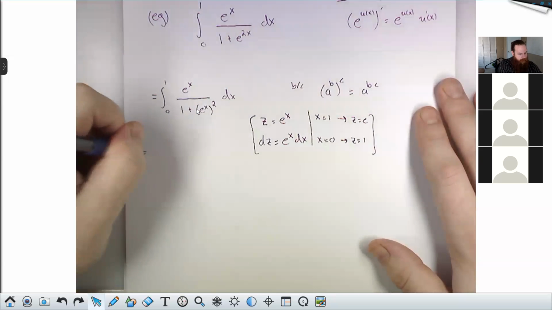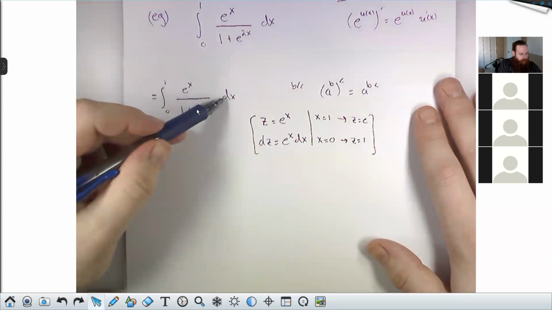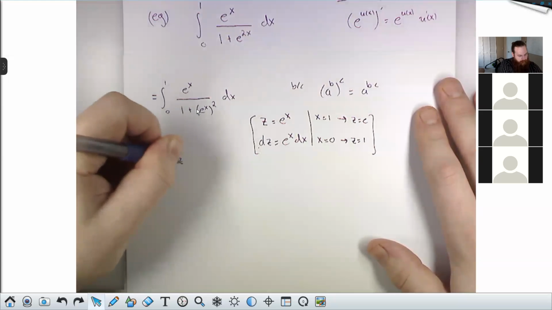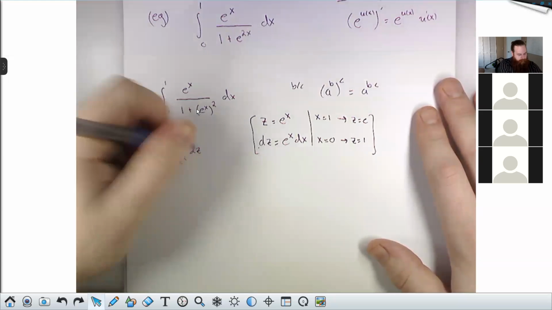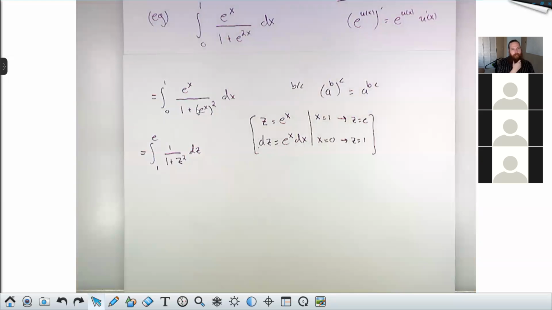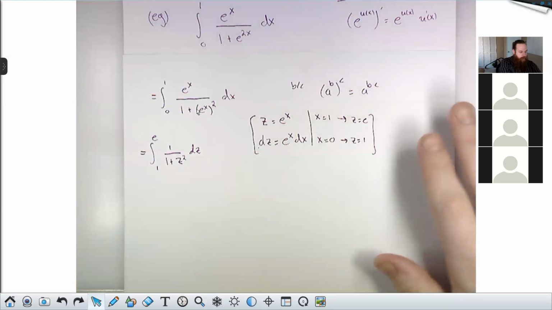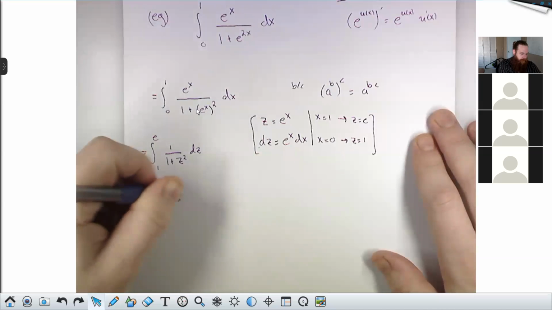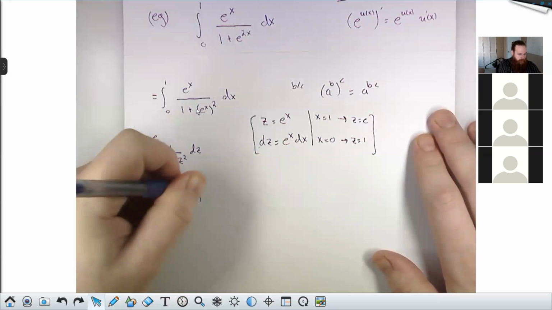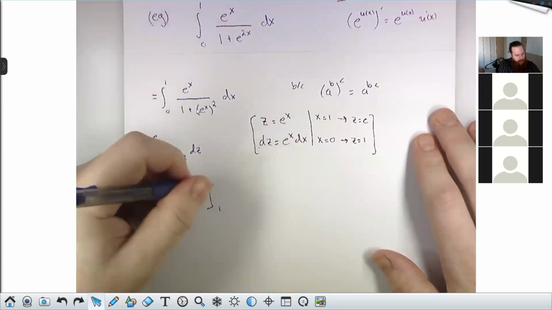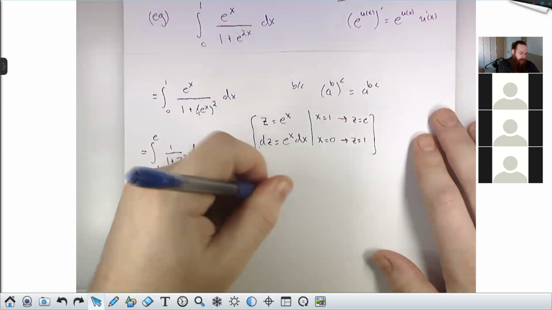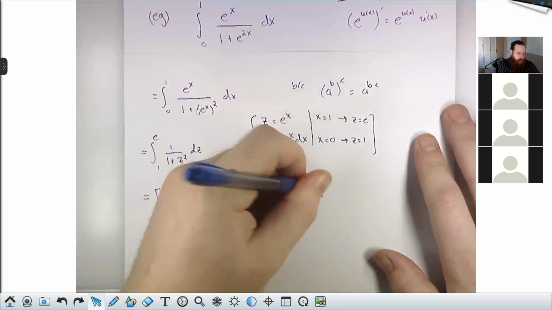But this substitution will work really nicely. The new integral goes from 1 to e. The e to the x dx, that's dz. So I just get 1 over 1 plus z squared dz, like this. And that is, again, arctan. And we evaluate from 1 to e. So this will be the inverse tangent of e minus the inverse tangent of 1.